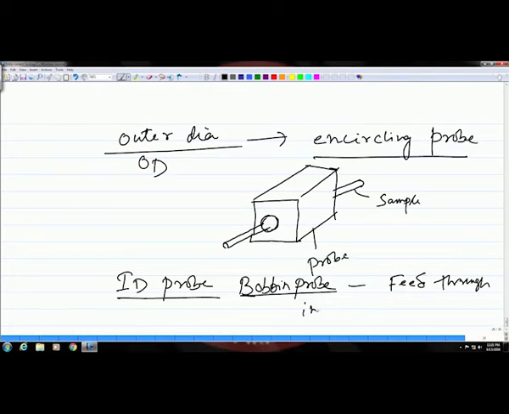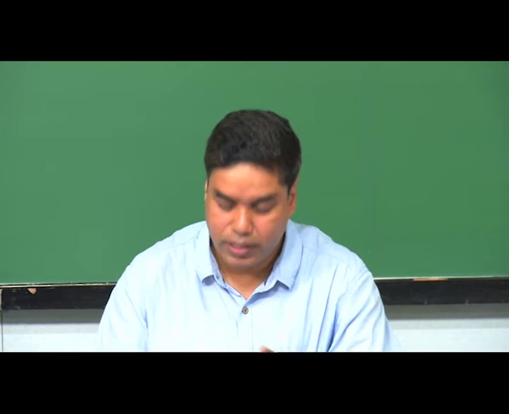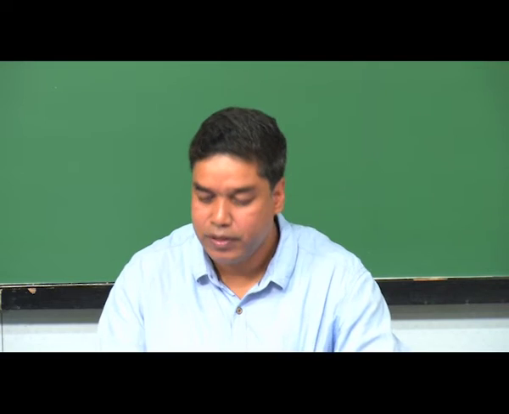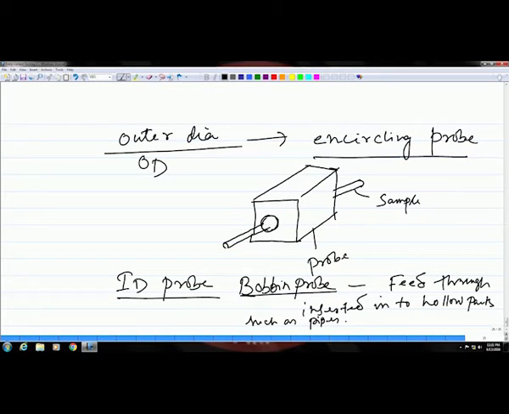So, this is inserted into hollow parts, such as pipes, and similar hollow products to inspect the inner surface and the inner diameter. Okay. So, depending on the geometry, these are the different types of probes that you have.